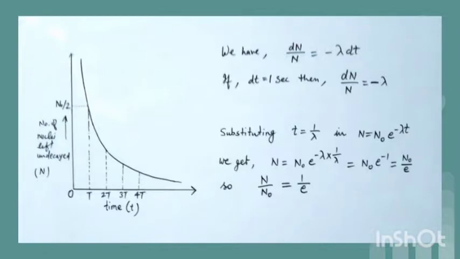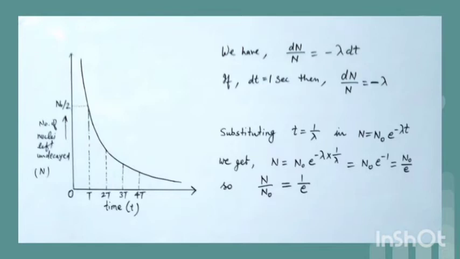Now review the expression of the decay law. N is equal to N0 e to the power minus lambda t, which indicates that the radioactive decay is exponential, as shown in the graph. As the number of nuclei reduces, the rate of decay also slows down with time.